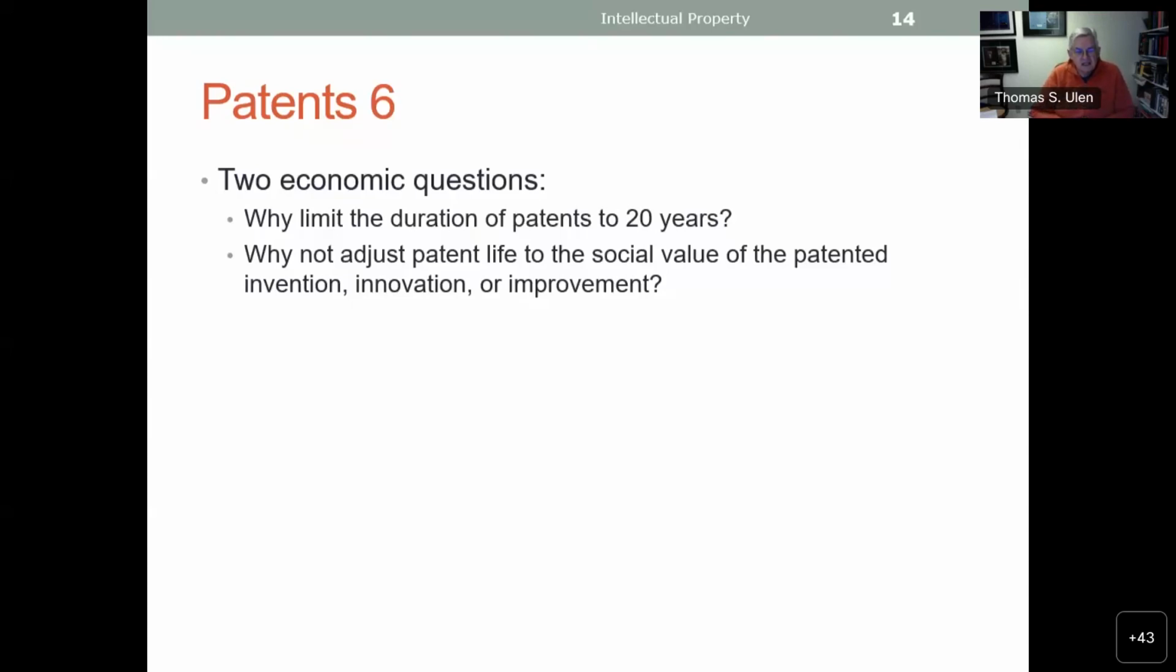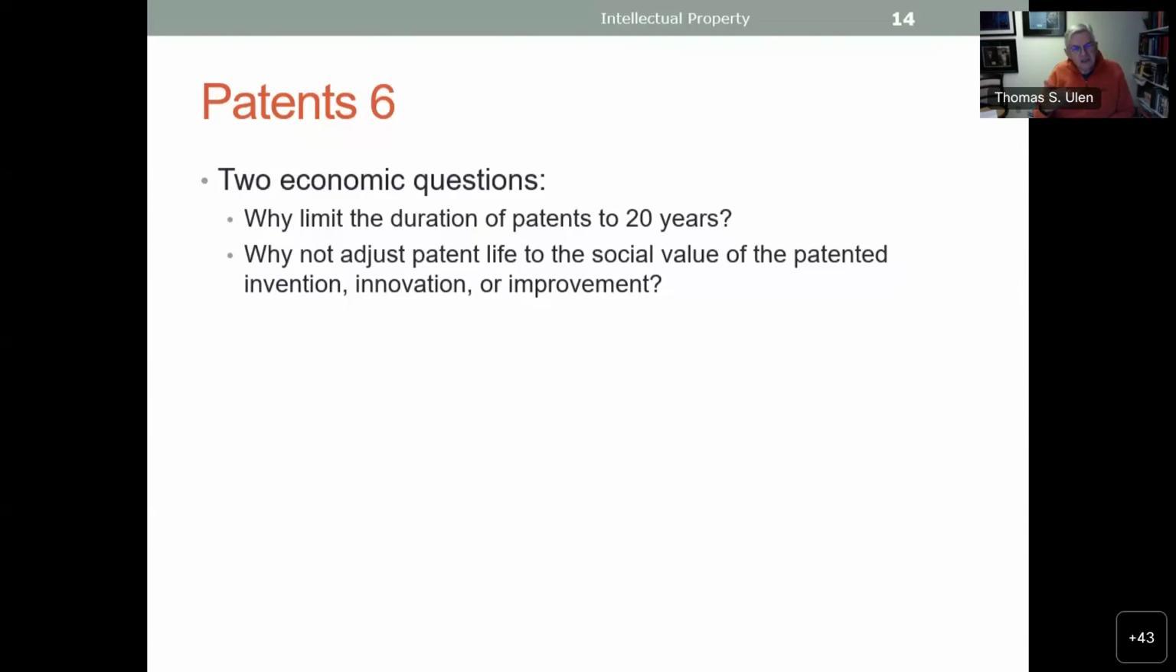There's a long literature on this, and recognize this point. Having a patent duration of 20 years may provide an incentive for people to invest resources in developing things for which they will have exclusive ownership for 20 years.